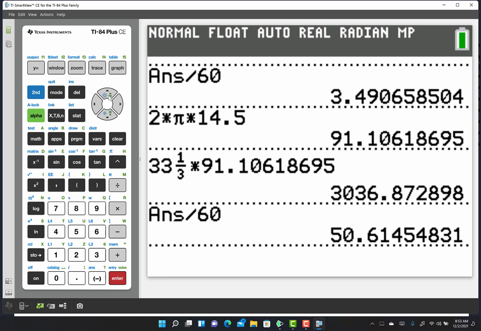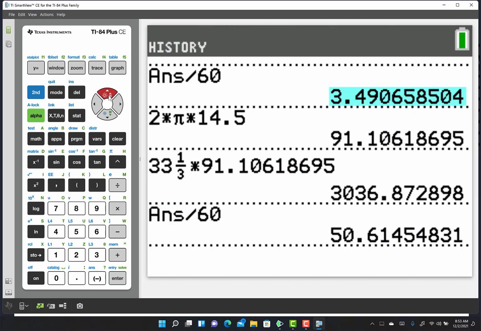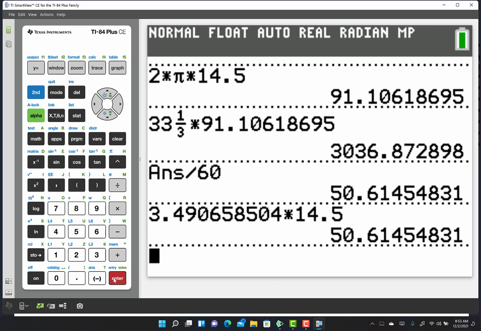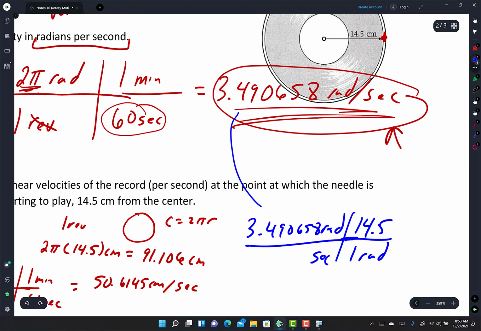So where is it? 3.49. Here it is. That one times what did we say? 14.5. Enter. Look at that. Digit per digit, it's the same. Do you guys see what's up? So isn't it a lot faster to do the hack to just take this radians per second and just multiply it by your radius?